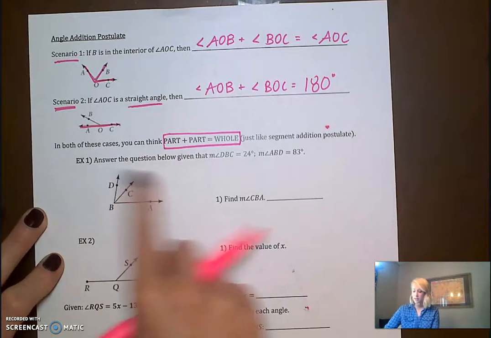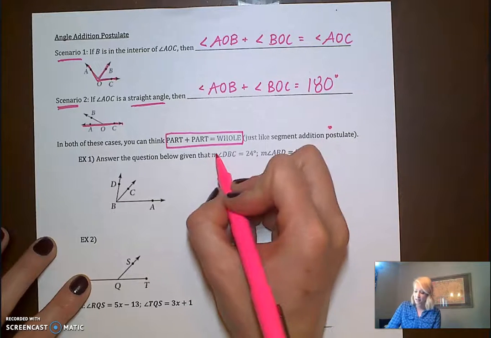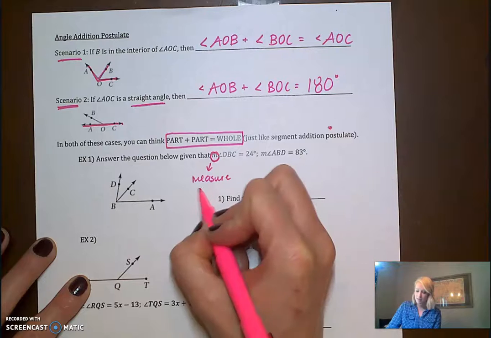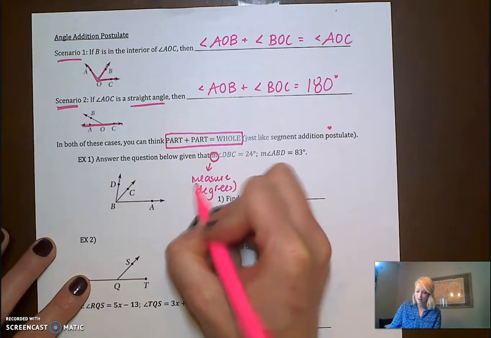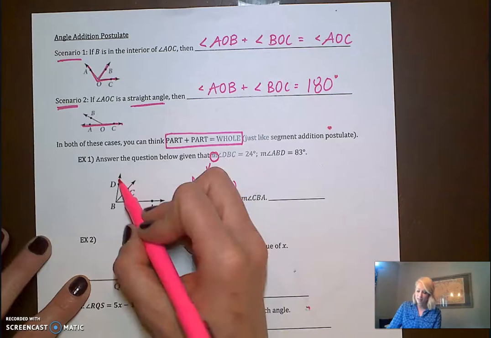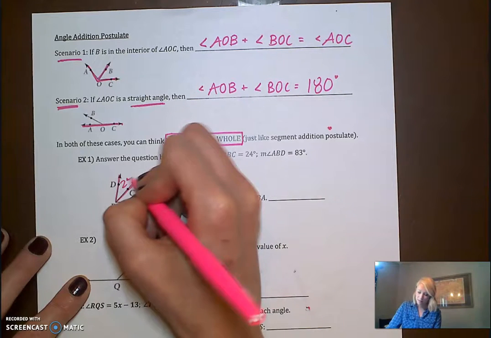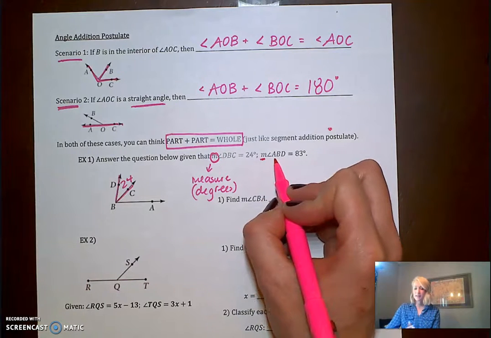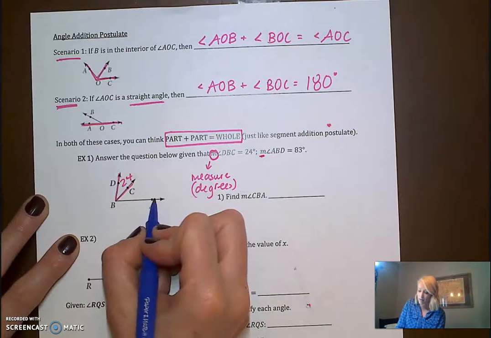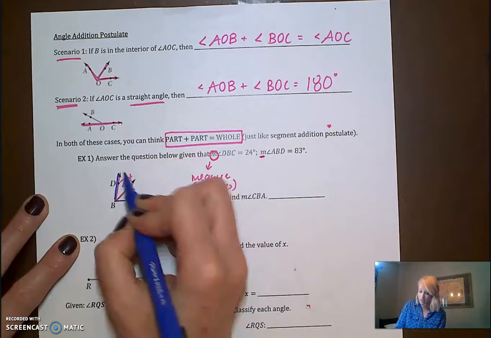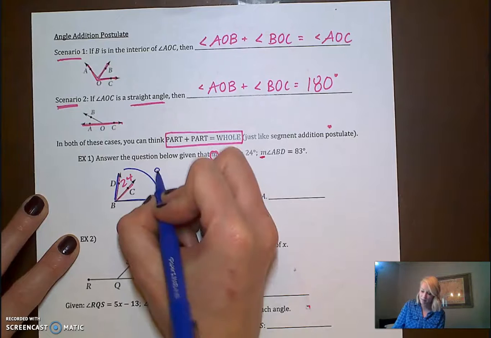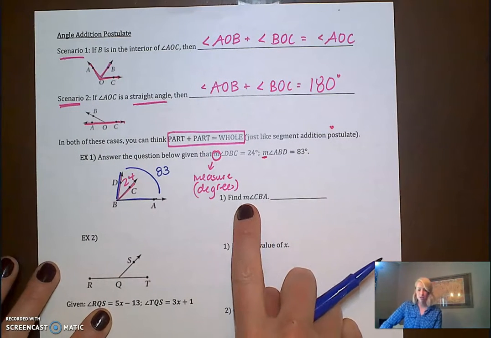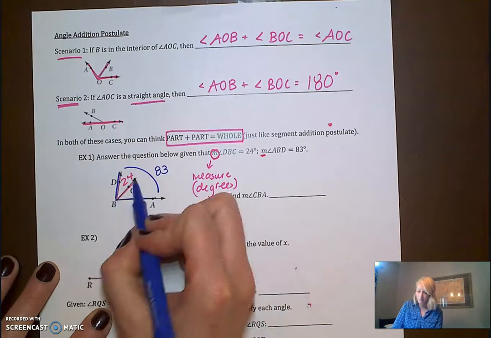So example 1 says, answer the question, given that it's got this little M here, that just means measure. And measure just means degrees. So they're just telling me DBC is 24 degrees. Then they tell me the measure, or the degrees, of ABD, and be careful picking out where these are. A, B, D. That's just the whole thing. That's 83 degrees. So I just have to figure out the measure of CBA, this little guy.